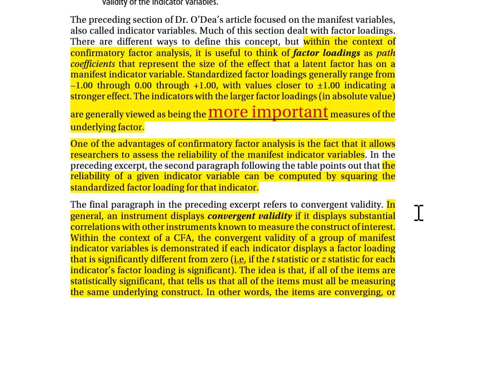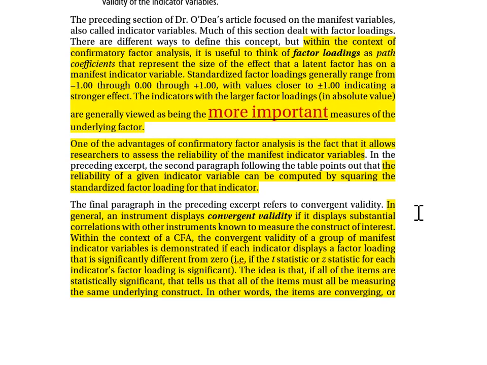Page 13 goes on to talk about another psychometric property. In general, an instrument displays convergent validity if it displays substantial correlations with other instruments known to measure the construct of interest. Within the context of confirmatory factor analysis, the convergent validity of a group of manifest indicator variables is demonstrated if each indicator displays a factor loading that's significantly different from zero.